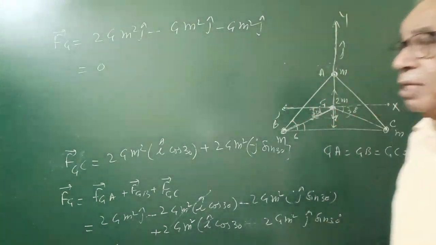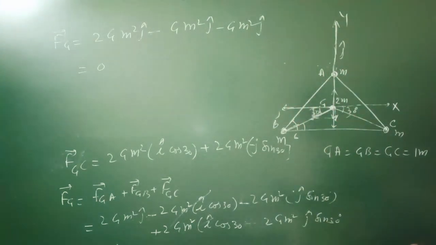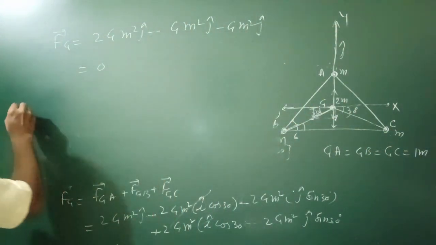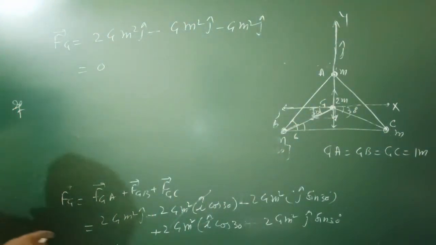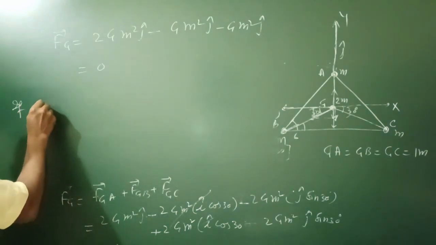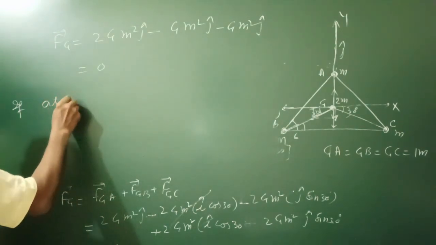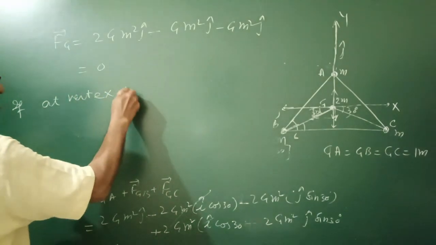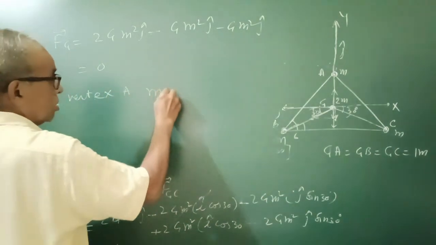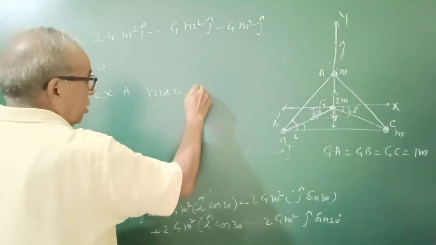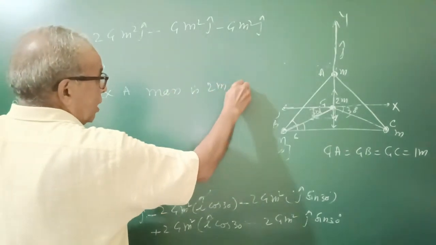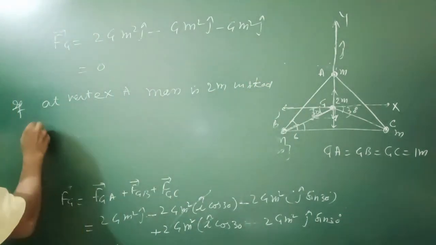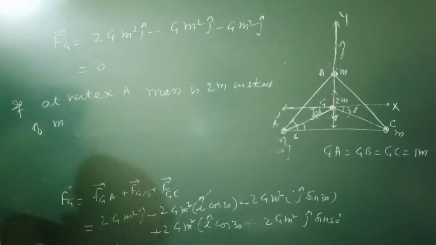Now they ask another question here. If another question is there, if at vertex A the mass is 2M instead of M, then what is there?